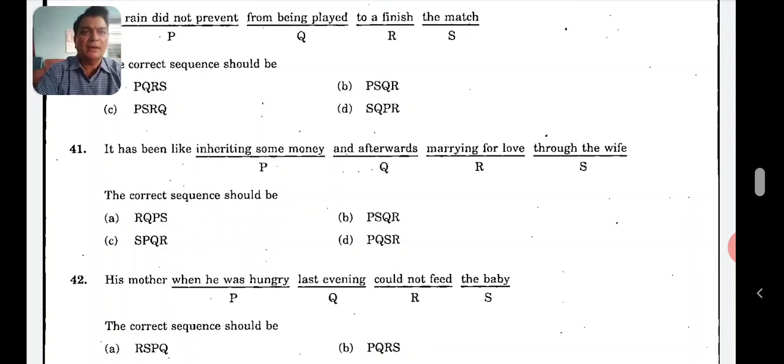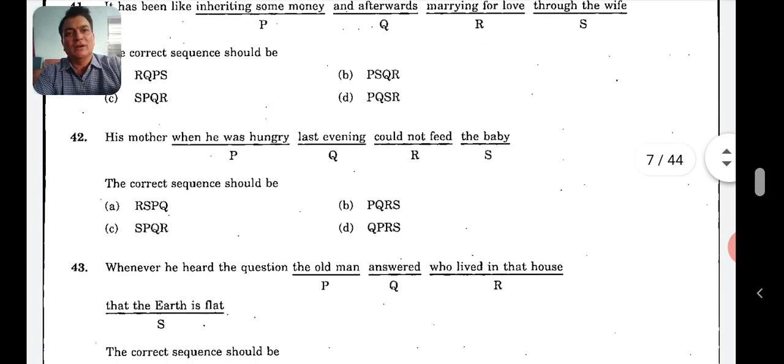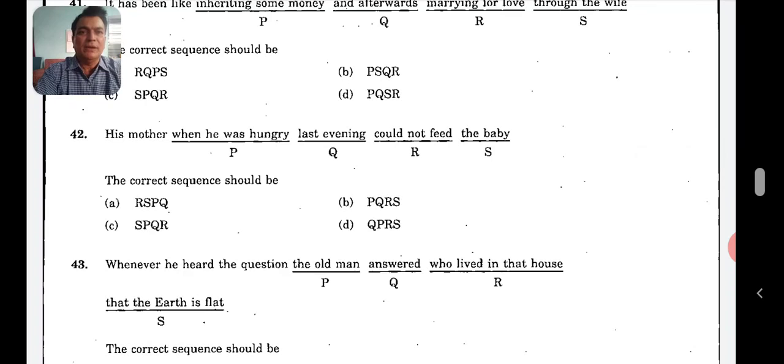It has been like marrying for love and afterwards inheriting some money through the wife. Okay, that's A. 42nd one. His mother, when he was hungry last evening, could not feed the baby. So 42nd one, the option will be his mother could not feed the baby when he was hungry last evening.